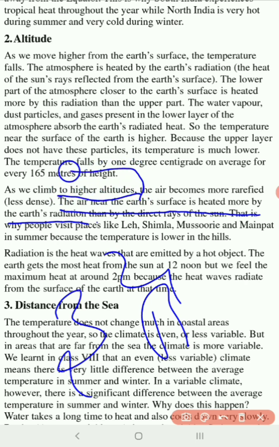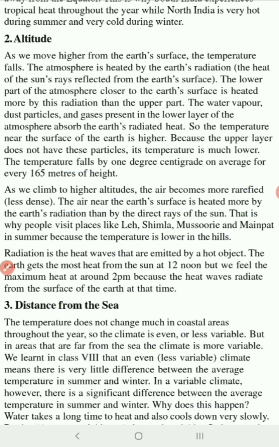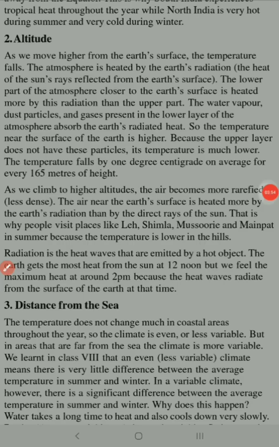This phenomenon doesn't take place there, and therefore the air is always very thin. It's less dense, and therefore we feel a change in temperature. That is why people visit places like Shimla and Mussoorie during the summer season, where the heat is very much less. Now I am attaching a video, you can watch it and then understand.